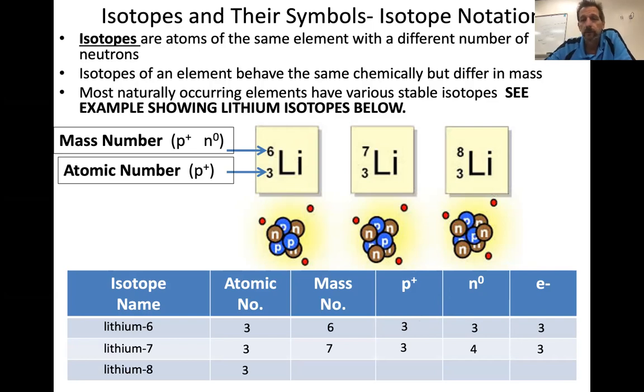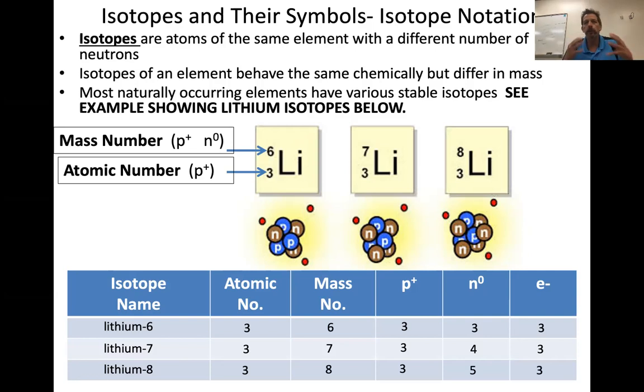Lithium-8. Still lithium, atomic number 3. Mass number is now 8. Now I count the total parts in the nucleus, lithium-8. Let's see, there's 3 protons, 5 neutrons. So 3 protons, 5 neutrons. Well, it's still a neutral atom of lithium, so we're going to say the electron count is still 3.